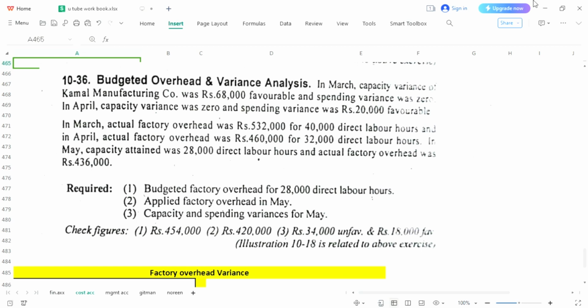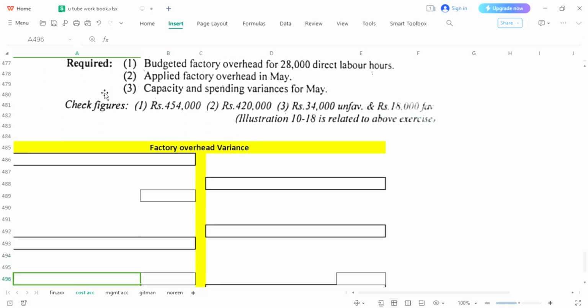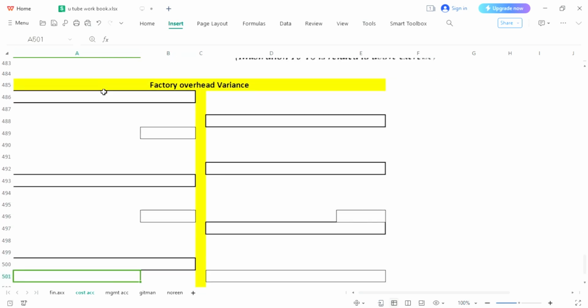Today's target is to solve question number 10.36. Chapter is factory overhead variance. Since we have already solved plenty of questions, you have a better idea about the proforma and format of the questions. As usual, you can see we have a two-page proforma. On the left side, we will be calculating our variances. On the right side, we will calculate supporting statements.